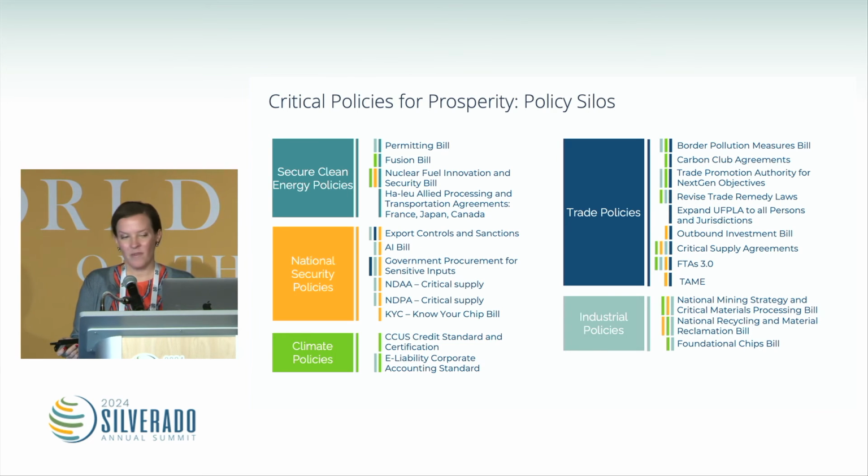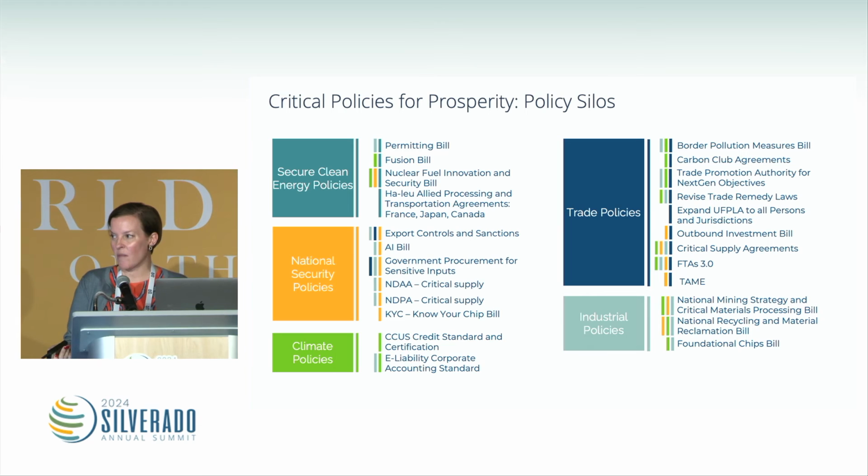Outbound investment, which is very controversial, of course, but we need to think about what we're doing with our dollars abroad and what types of pressure that's creating in our own economy, to be presented with false choices between profit and freedom. More critical supply agreements, and ideally ones that have more benefits for the United States, including market access, new FTAs, and TAME, which if you read the book, you'll know stands for Treaty of Allied Market Economies.